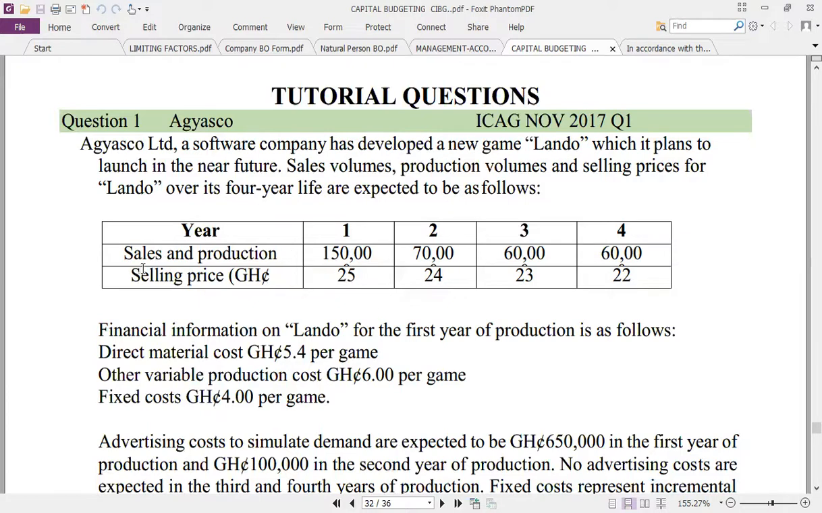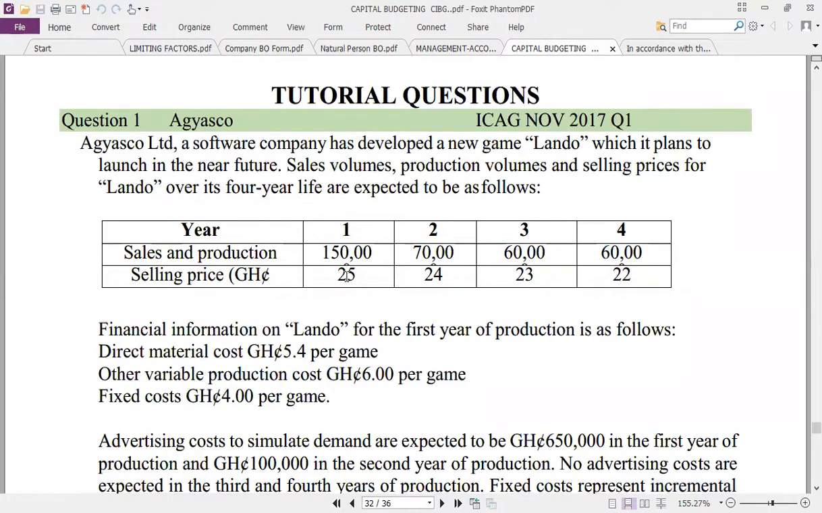Okay, so if you look at the selling or the sales revenue, just multiply the selling price by the production units. That is all for each of them. And let's go. So can we do that as working somewhere and provide me with the final answer? Then you go to the variable cost.